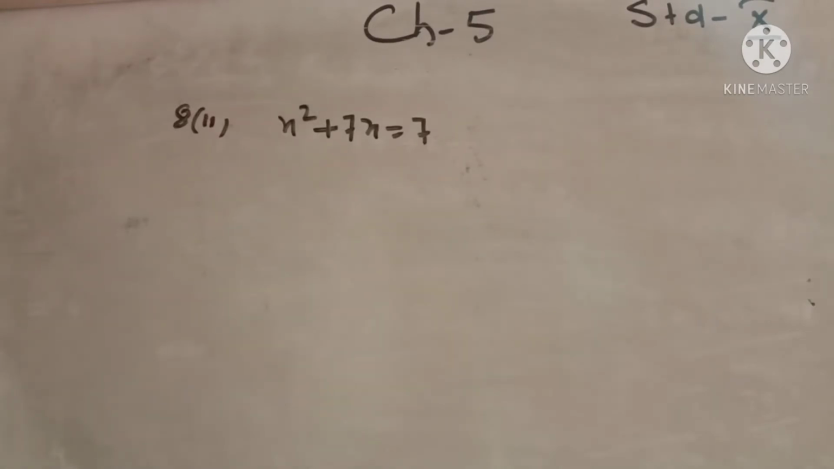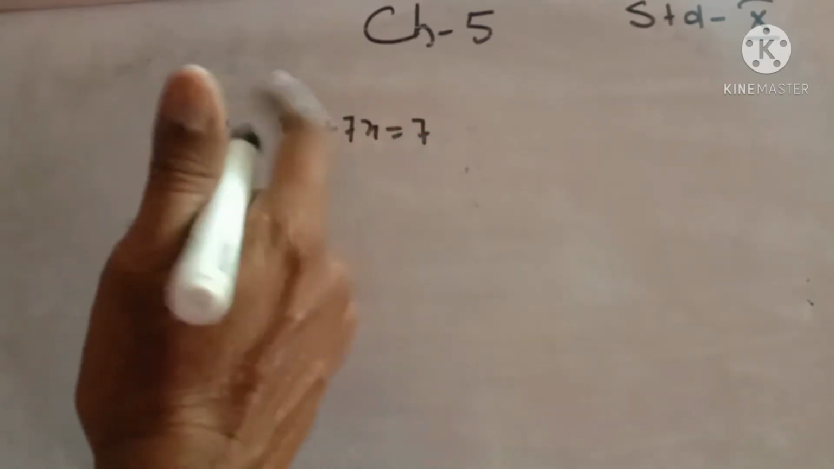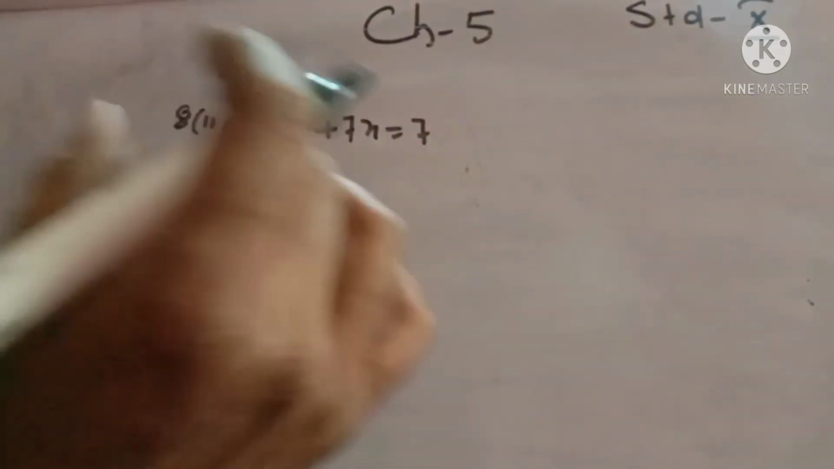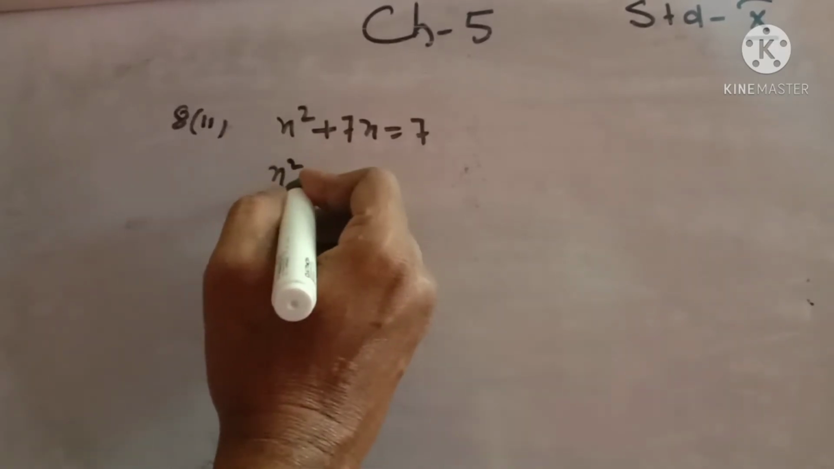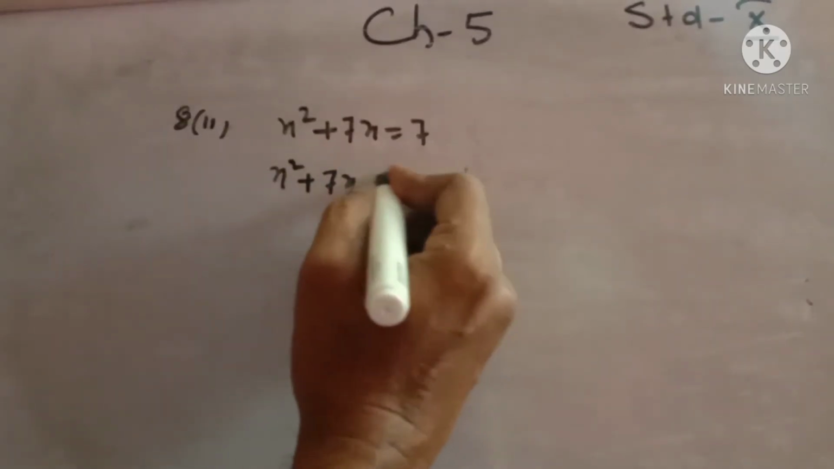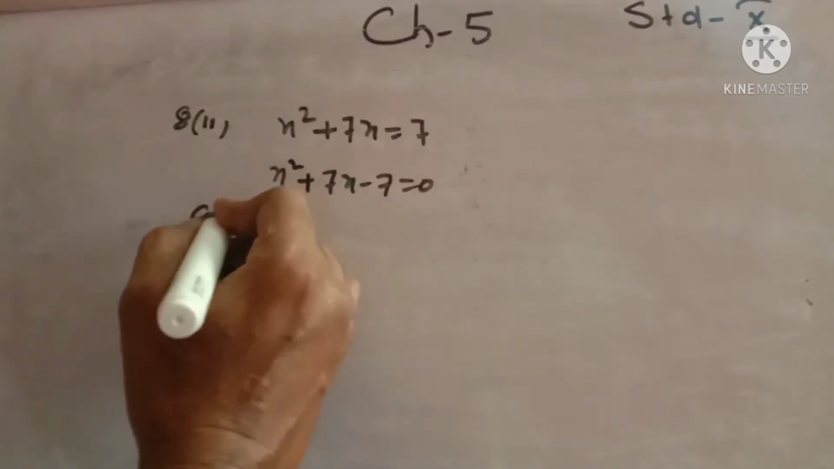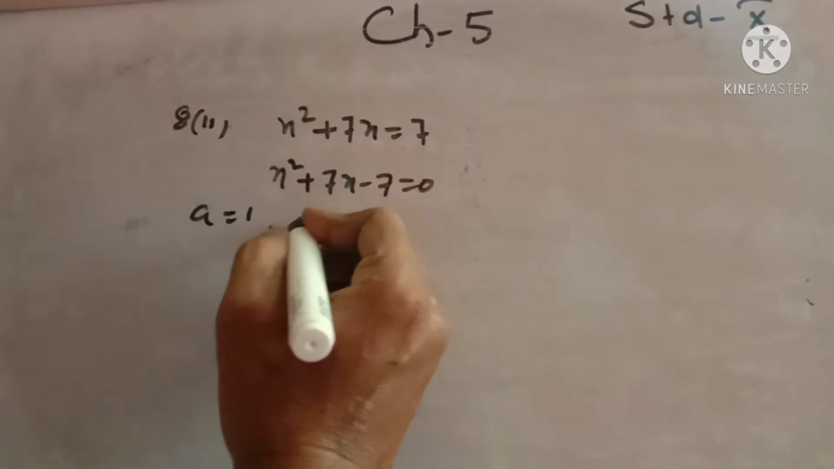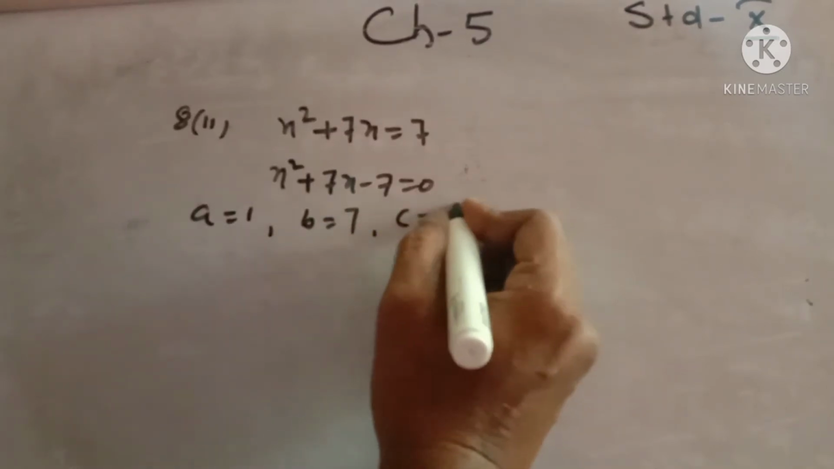Question number 8. It is given, solve the following equation for x, give your answer correct to two decimal places. So x square plus 7x equal to 7. First of all we have to arrange this equation. So we can write x square plus 7x minus 7 equal to 0. Here the coefficient of x square is 1, and the coefficient of x, b, equal to 7, and c equal to minus 7.